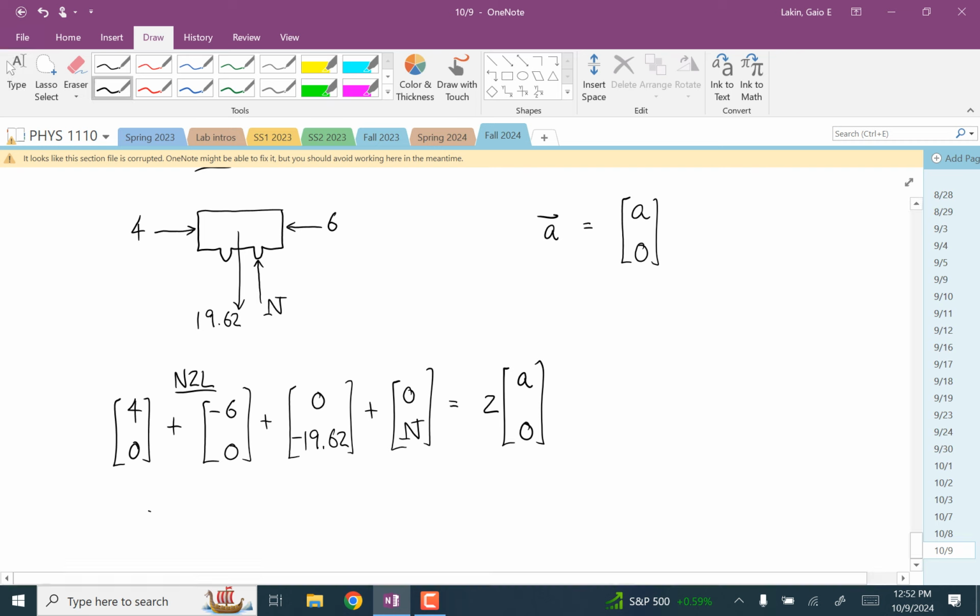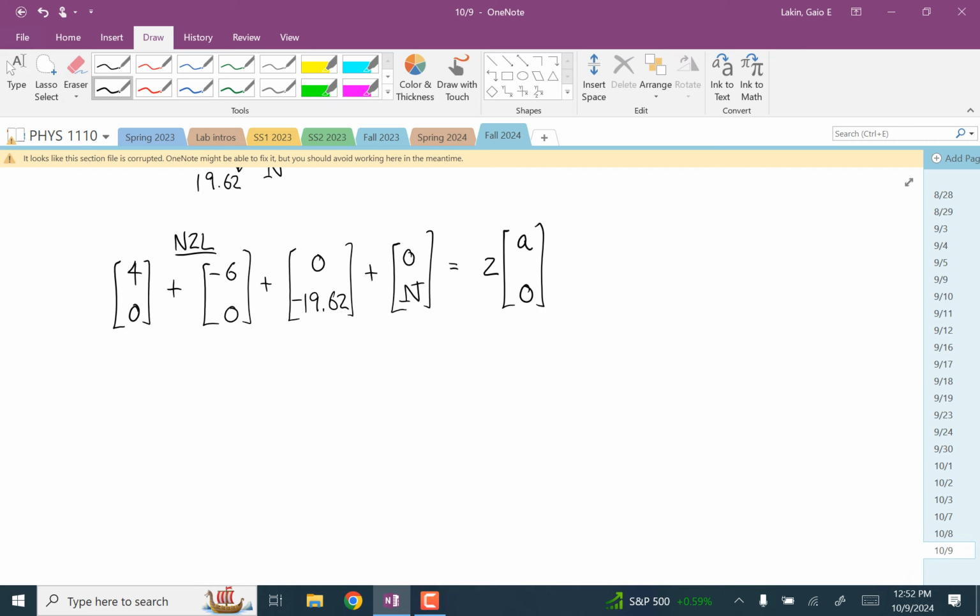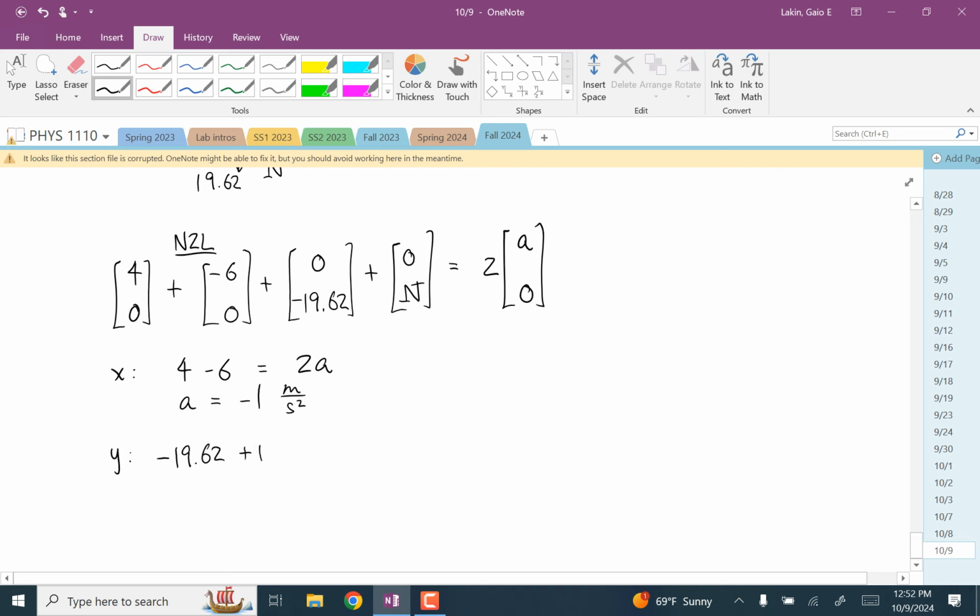Okay, so the x equation says 4 minus 6 is equal to 2a. And so a is equal to negative 1 meter per second squared. The y equation says negative 19.62 plus n is equal to 0. So n is equal to 19.62 newtons.